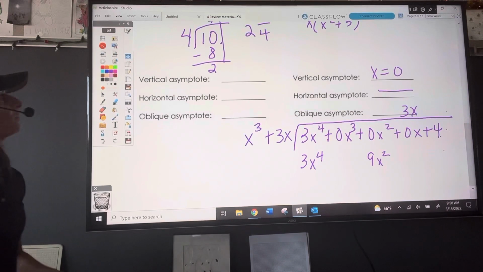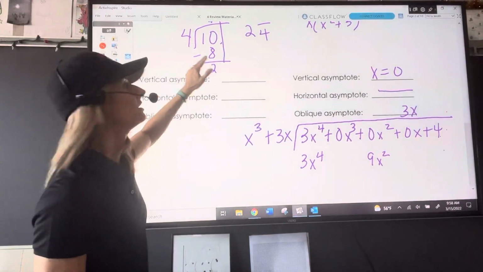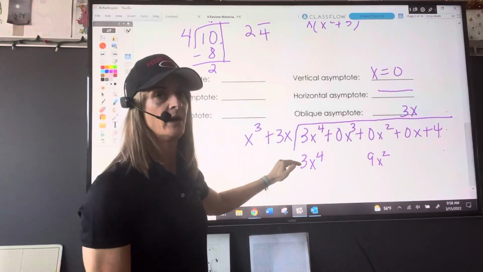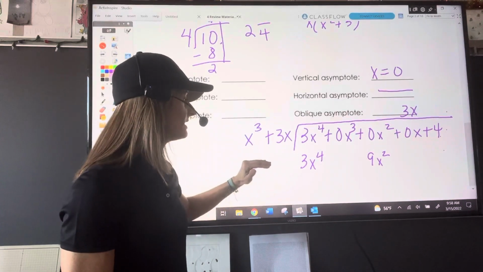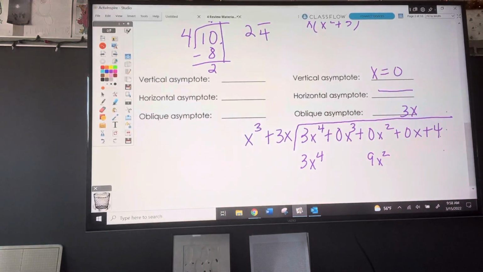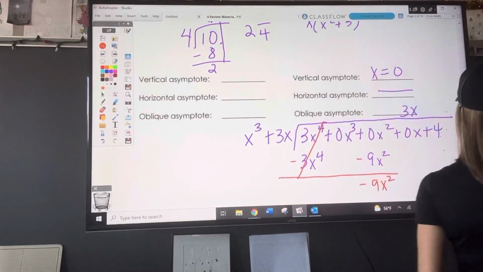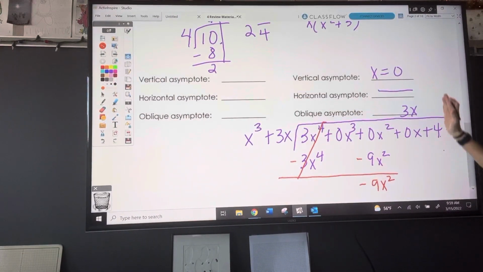Now, just like with this 8 when we were subtracting, we did 2 times 4 and got 8 and subtracted it. We have to subtract these as well. So I'm going to use a different color and put a subtraction sign, just so I know that I'm subtracting those. Now the end of this number is this 4 right here. So if I need to put anything past this 4, it's going to be a remainder.